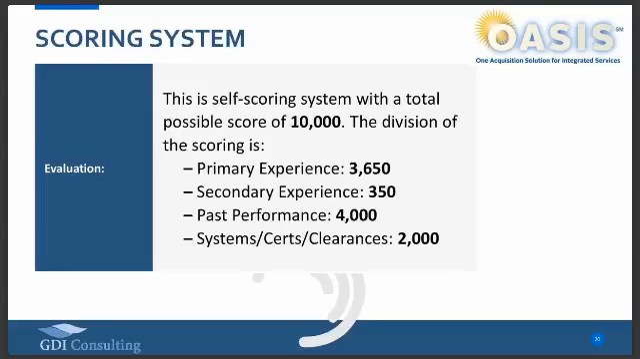That's the most important factor because you just provide 5 CPARs, and if they are excellent projects, you've got an exceptional rating on them, you get the 4,000. So that's the driving factor for winning: past performance, picking projects that will give you this and then maximizing it using these primary experience scores. And you get a 2,000 score for the systems, certs, and clearances. So if your company has, say, a top secret facility clearance, has different ISOs and a number of other capabilities, the maximum you can get is 2,000.